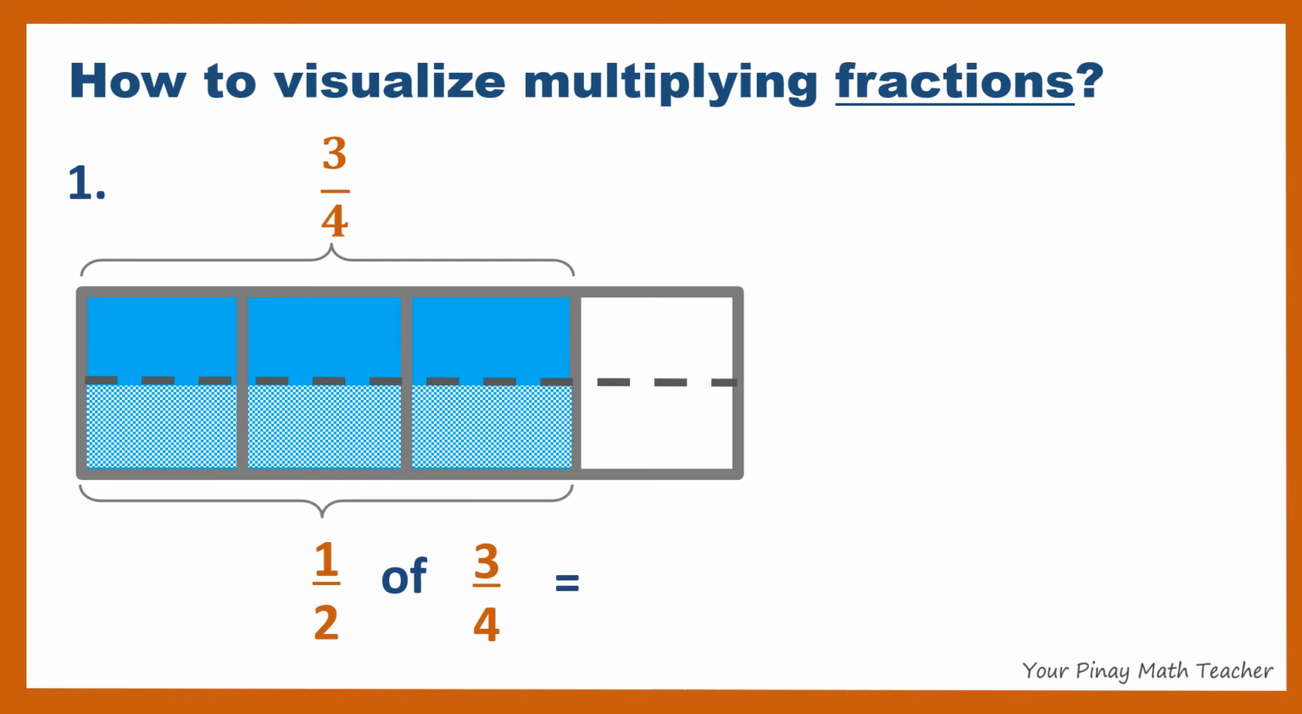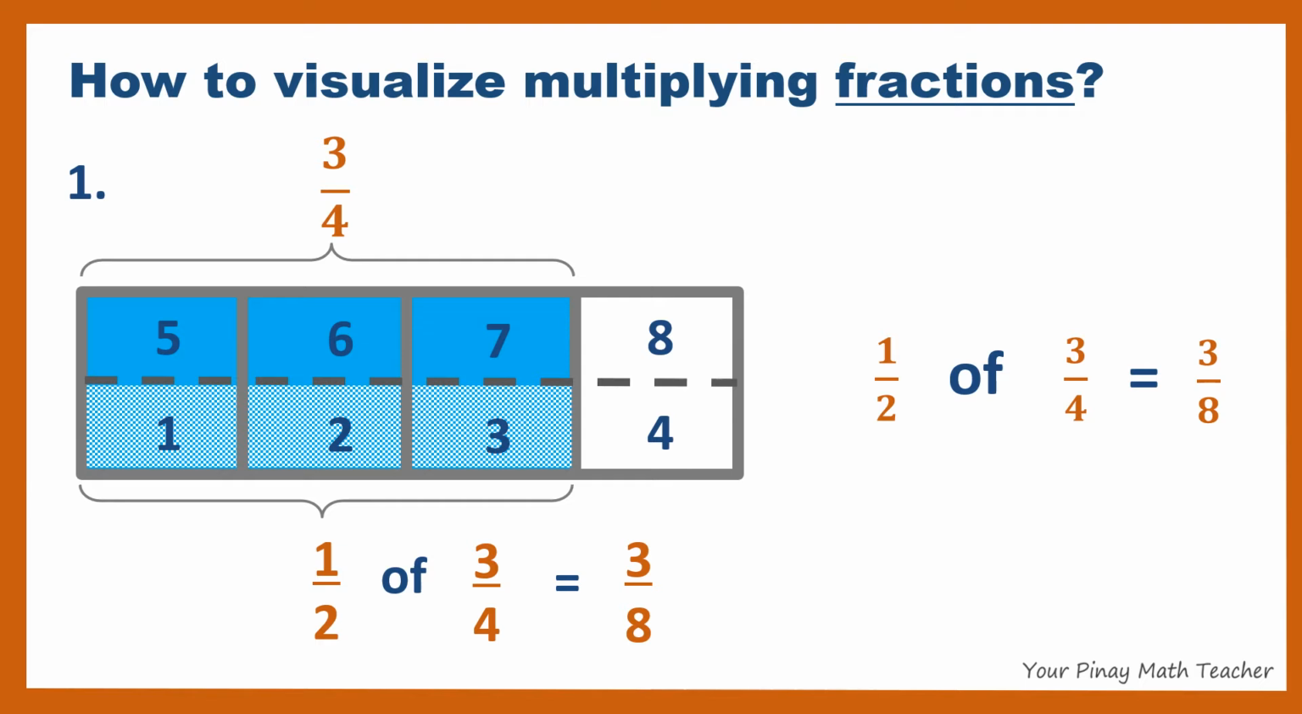You simply count the number of equal parts that are shaded twice. So we have 1, 2, 3, which is 3 out of the total number of equal parts, which is 8. So 1/2 of 3/4 is equal to 3/8.